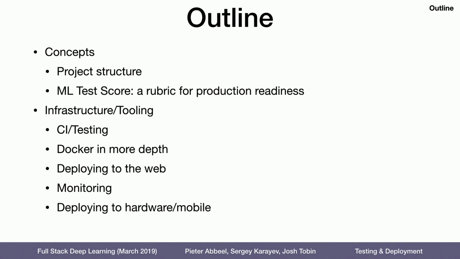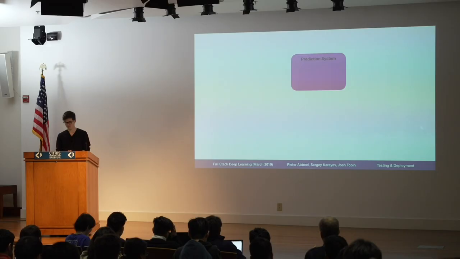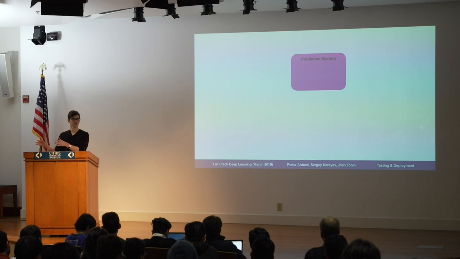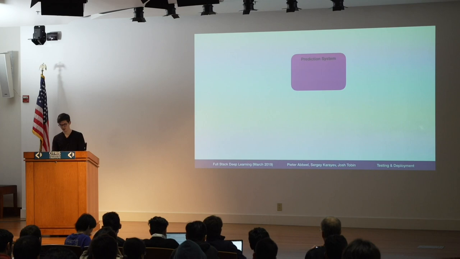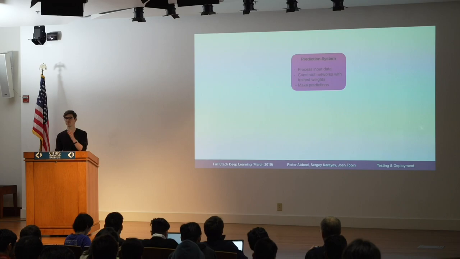So the first thing I want to start with is the project structure. What I mean by that is how should we structure machine learning code bases? What should be tested? How should we name different things? The way I think about it is the goal of a machine learning code base is to produce a prediction system. It's a system that's able to take input and produce prediction output. So it takes input, constructs networks with trained weights, because remember, a machine learning system is part code, part weights. And then it makes predictions using that code and those weights.